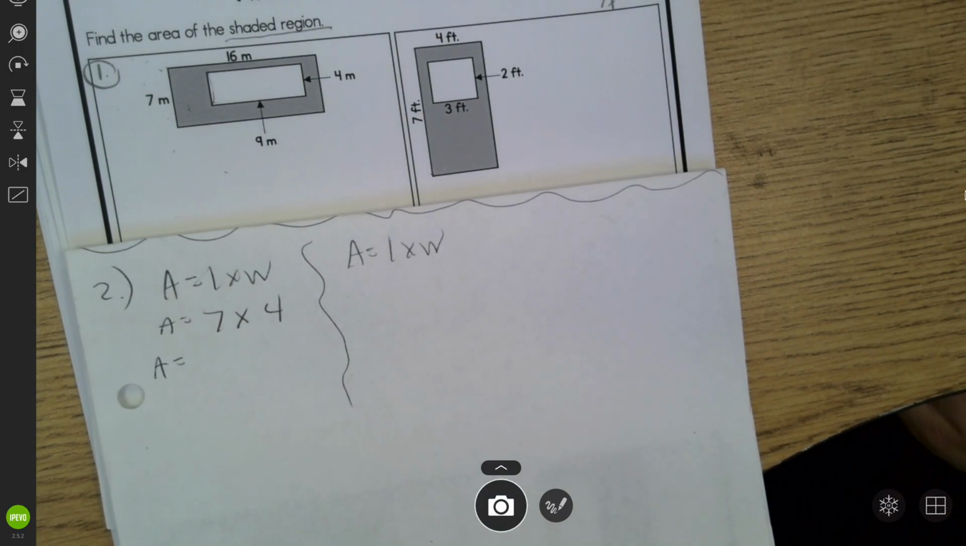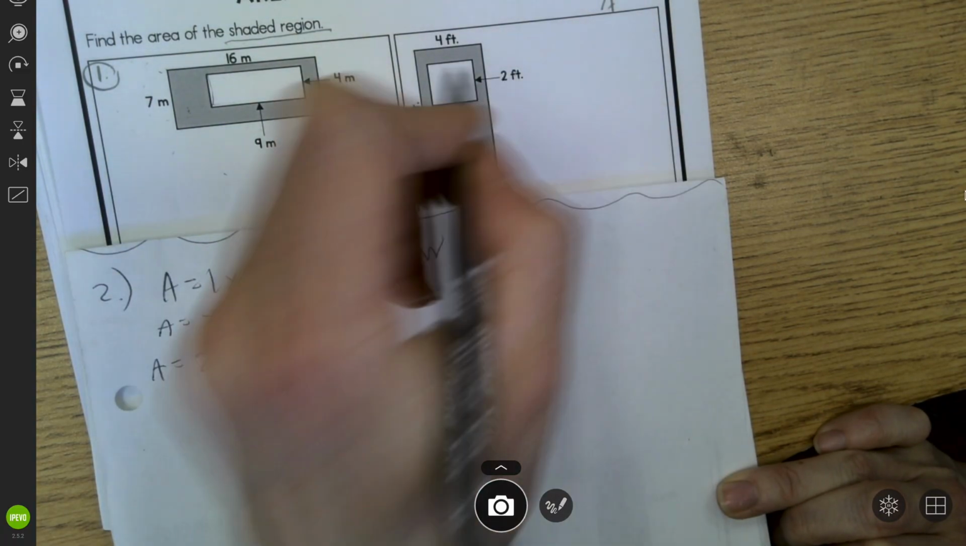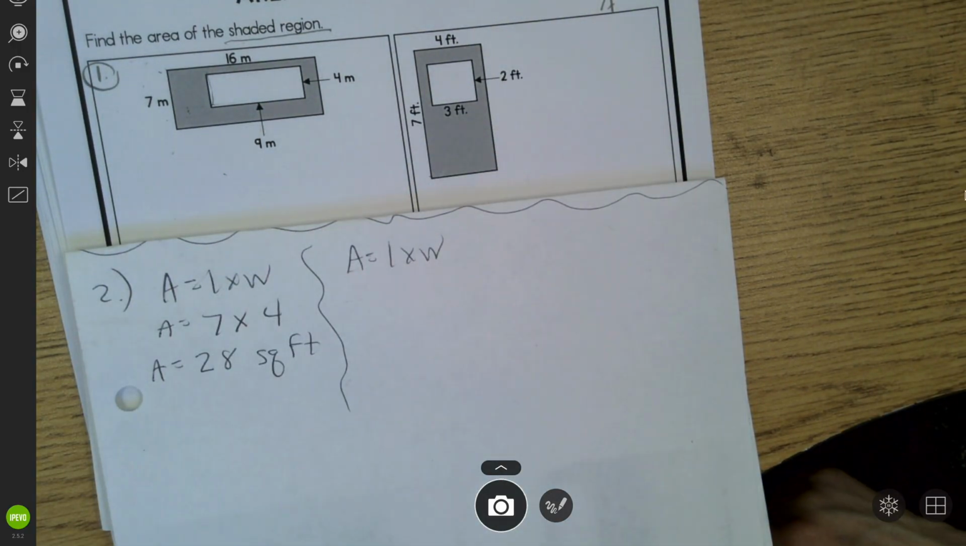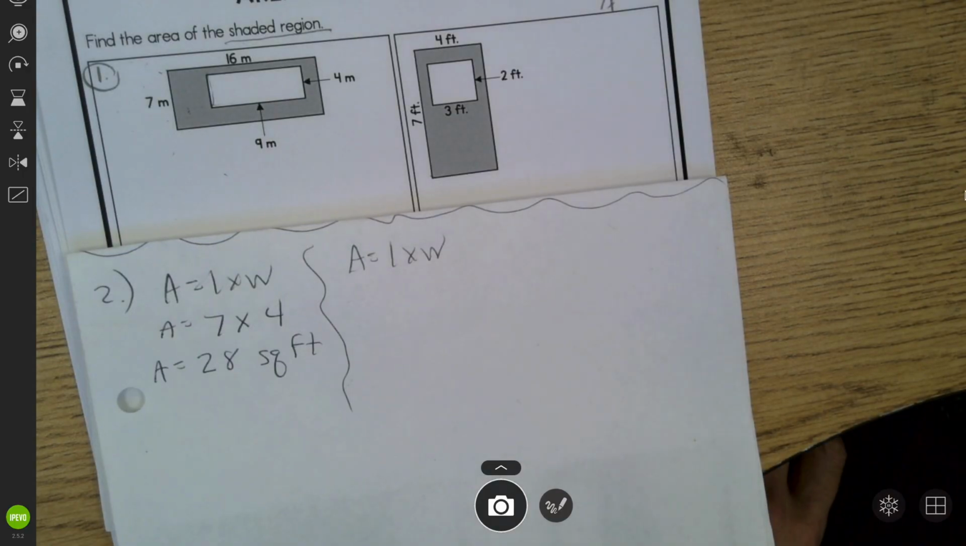We're getting way more fluent, right? But skip counting is a safe bet. If you're not positive what the answer is, take a couple seconds and skip count. Here we go. 7, 14, 21, 28. 7 times 4 is 28 square feet. And again, if you're not sure what the FT stands for, it doesn't matter. Just put it down, okay?